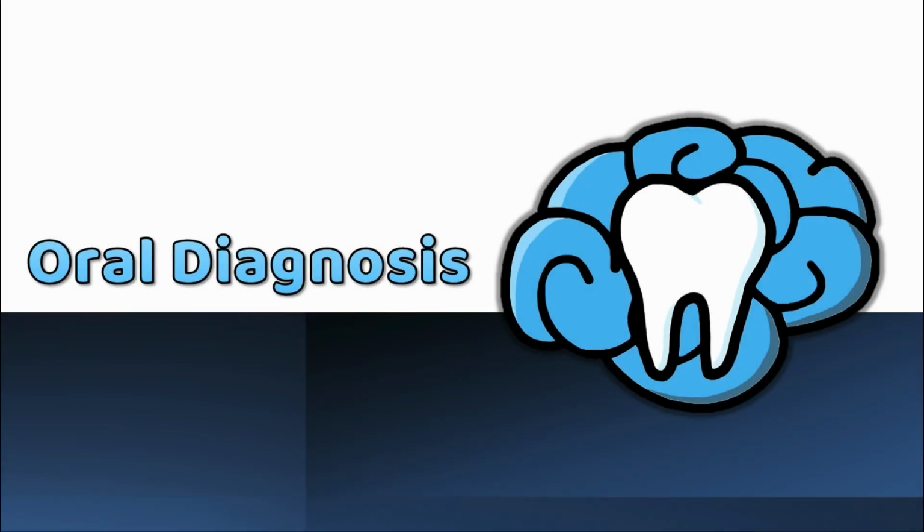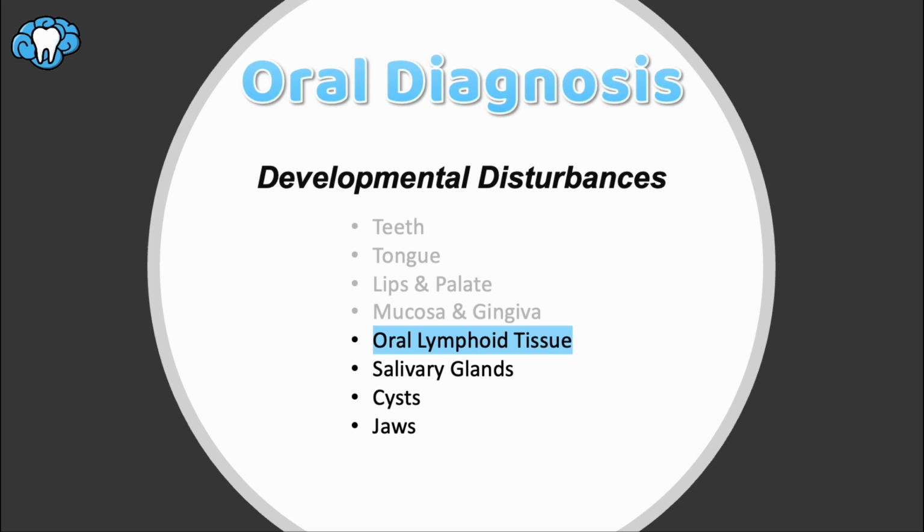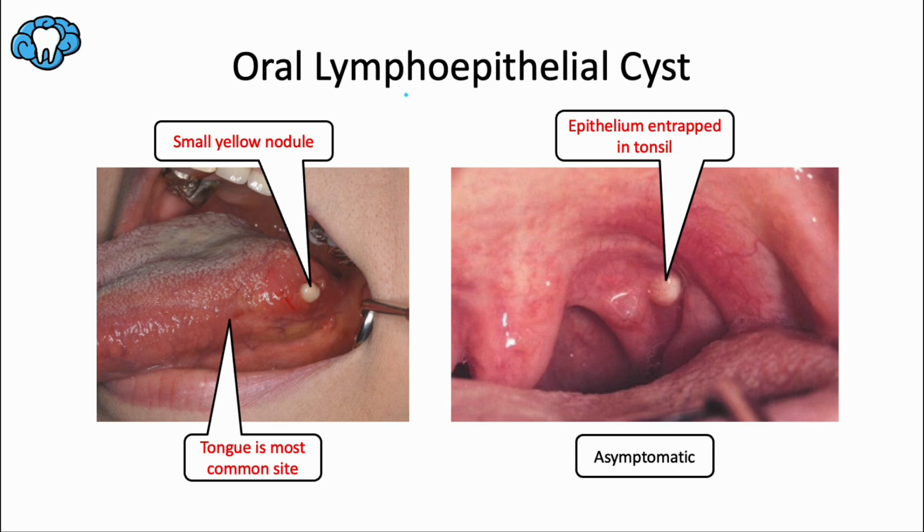Hey everyone, Dr. Ryan here, and welcome back to our oral diagnosis series. Let's continue with developmental anomalies involving the lymphoid tissue. That's tissue that supports the immune system, where lymphocytes and other immune cells can be found. So first, we'll start with the oral lymphoepithelial cyst.